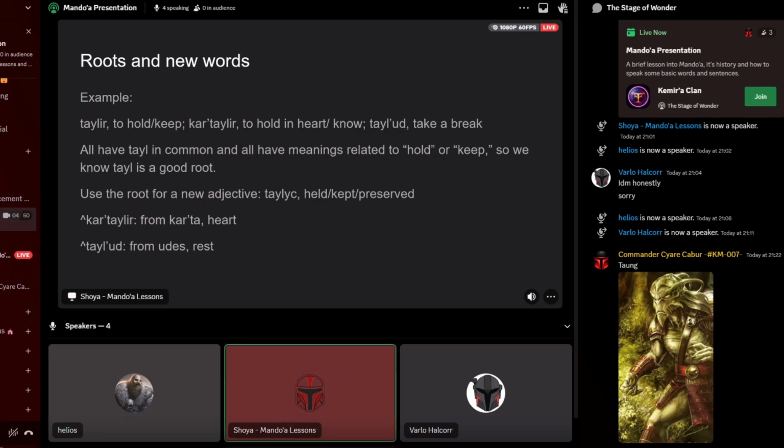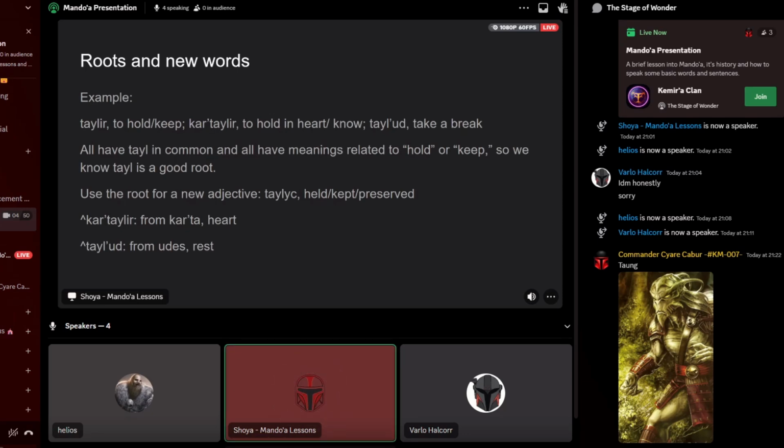Kartailir means to hold in the heart. Kar comes from something which I'll get to, and tailir is hold. Kar means, in this sense, heart. But this phrase is shortened into a compound and used as the word to know, to be aware of. I guess some cultures see the heart as the seat of knowledge rather than the brain.